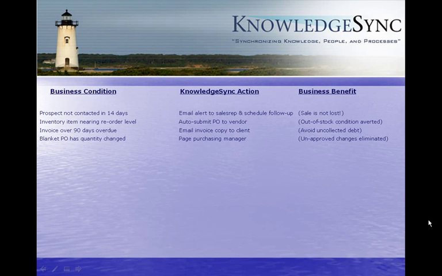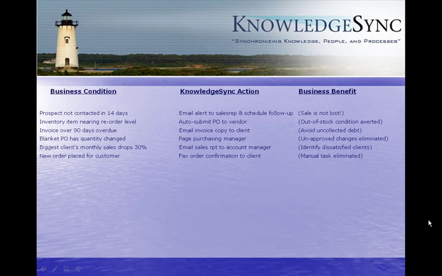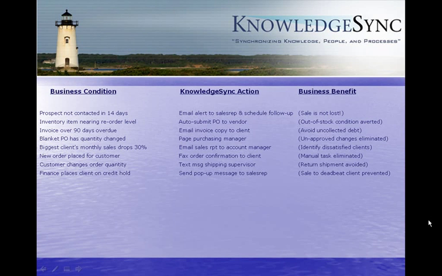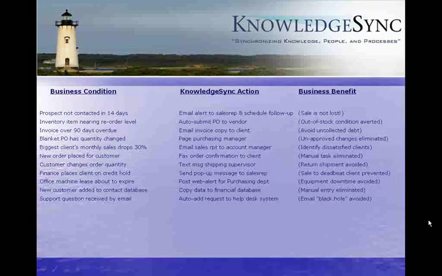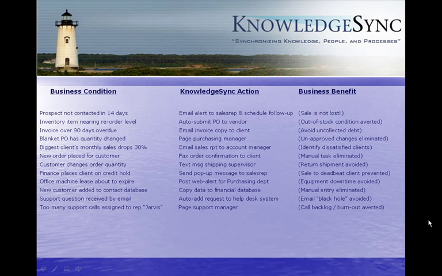These are drawn from real live client implementations around the world. I'd actually like to draw your attention to the fifth item on this list on the left-hand side, the business condition called Biggest Client's Monthly Sales Drops 30%. I had the opportunity to work with this particular client. They were in an industry where their customers purchased from them on a repeat basis, month after month after month. But in some cases, some of those clients would start to decrease their monthly sales, and this particular organization wanted to know whenever a customer significantly changed their buying habits.